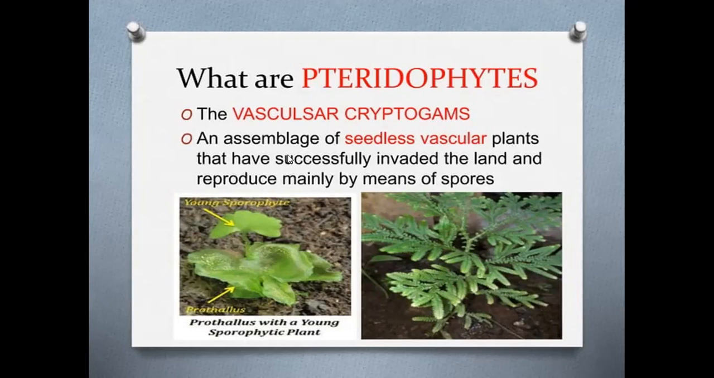I told you, the majority of the pteridophytes are land plants. We call them seedless vascular plants. They do not produce any seeds. They only reproduce with the help of spores, and they are the first land plants, we can say, apart from bryophytes.